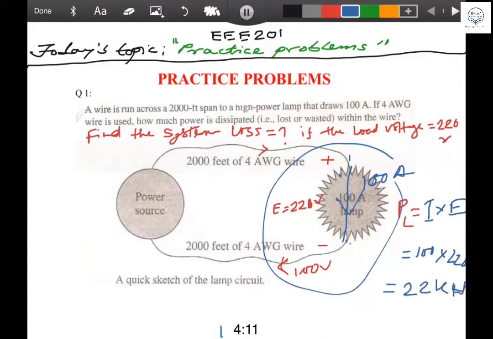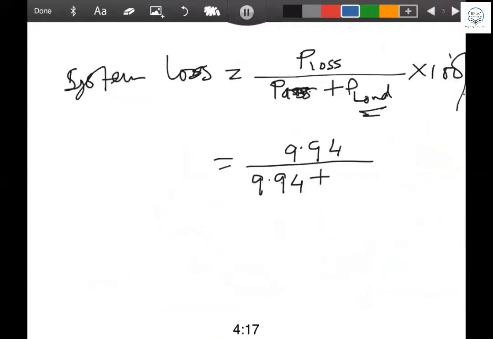Okay, now this is 22 kilowatt the light is consuming. I'm giving this problem to get a clear conception of this, so everybody can have a clear idea. Okay, 22 kilowatt multiplied by 100. Now, what is the calculation?